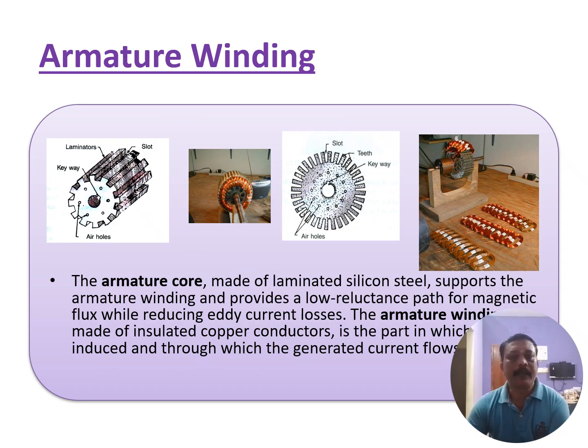Next, armature winding. The armature core. The armature core is made up of laminated silicon steel and supports the armature winding, provides a low reluctance path for the magnetic field, and reduces eddy current losses. The armature winding is made up of insulated copper conductors and is placed in the armature slots.